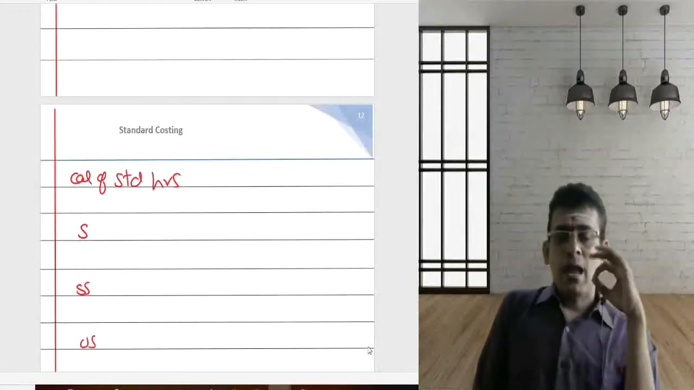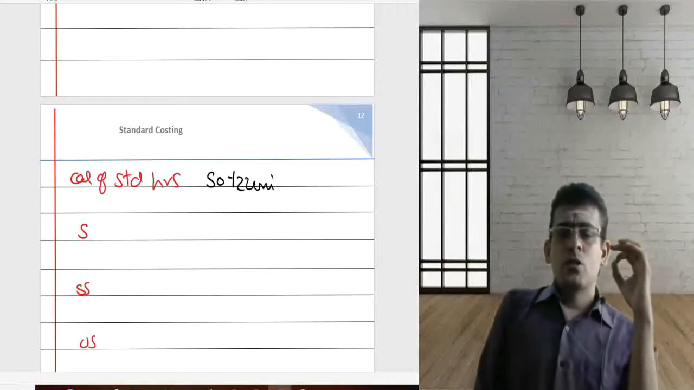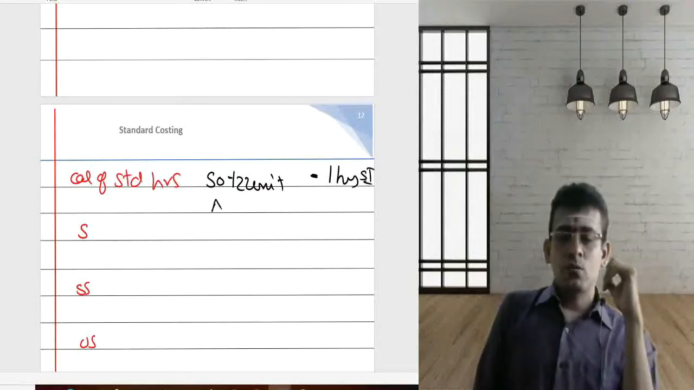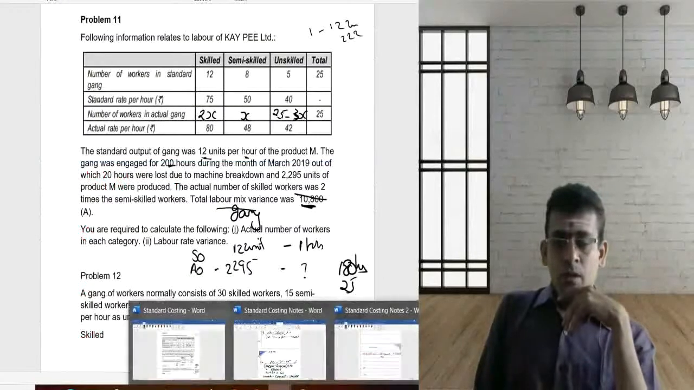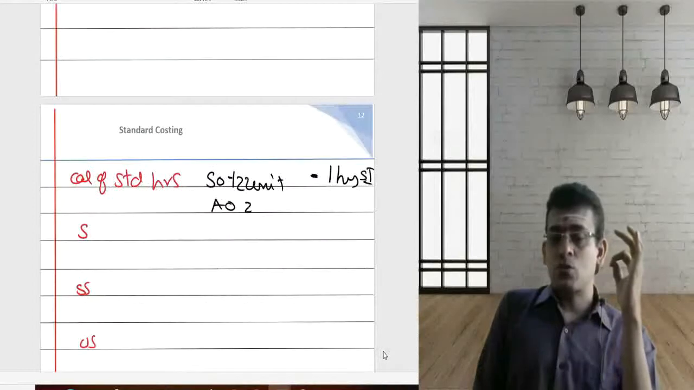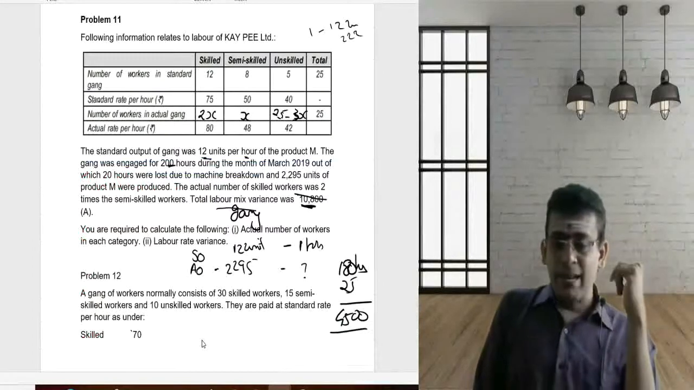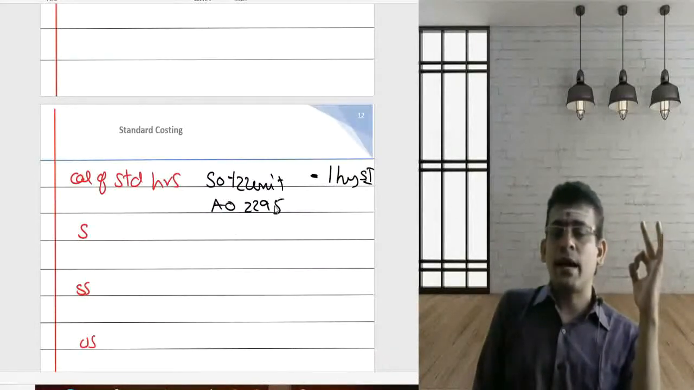Take it as actual output. See, again I am putting the same logic here. So what is that? Standard output. What is standard output? 12 units. To get these 12 units, what you are supposed to do? You need to input. Standard input in hours is what? 1 hour. What is your actual output? 2295. So 2295 is my actual.